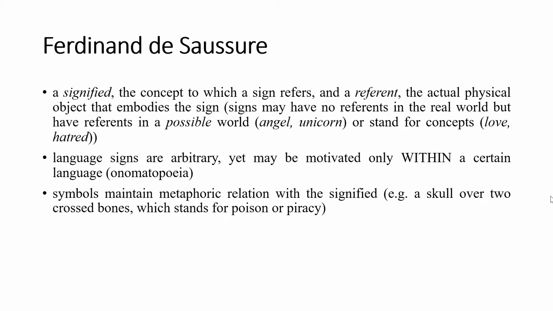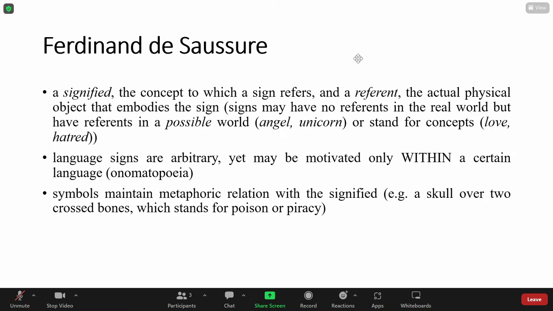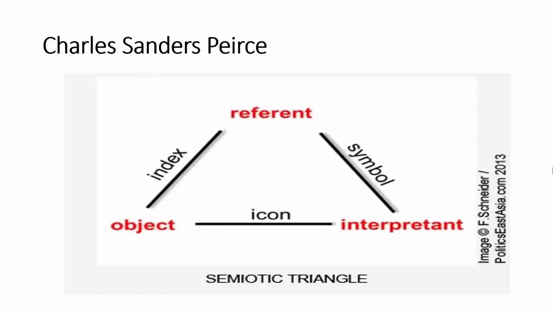I said that semiotics originated as a science in two parts of the world. So Ferdinand de Saussure worked in Switzerland. There was another researcher, a philosopher of language, Charles Sanders Peirce. He also studied the way people perceive the world and how they create this mediated reality in their mind.